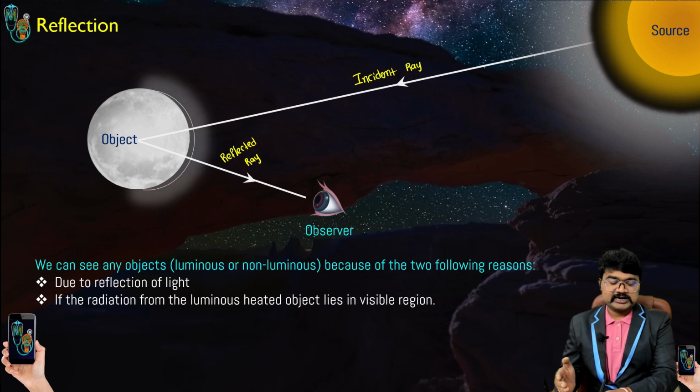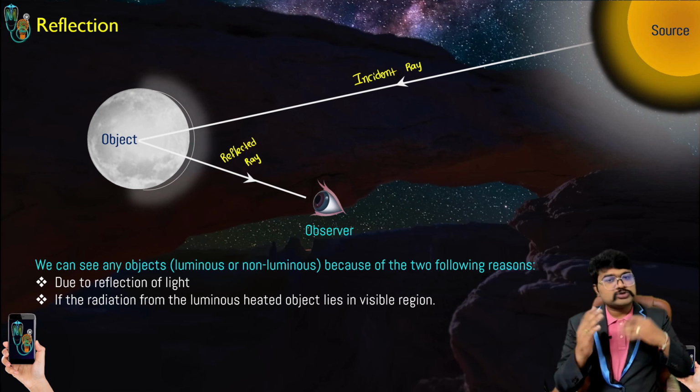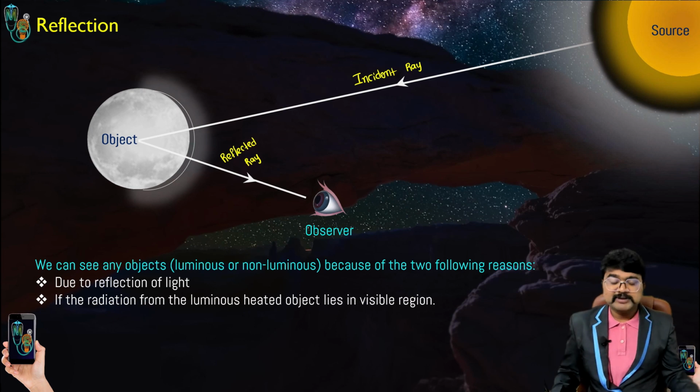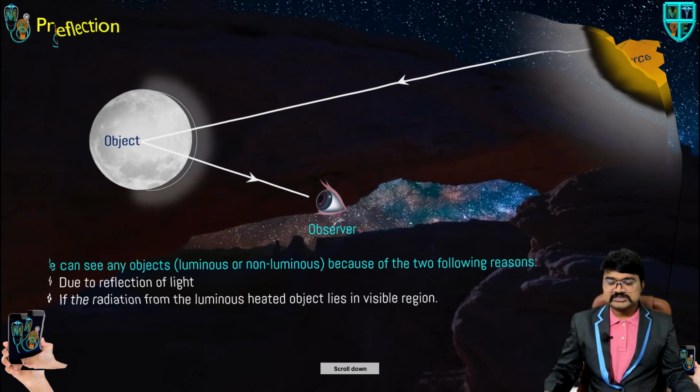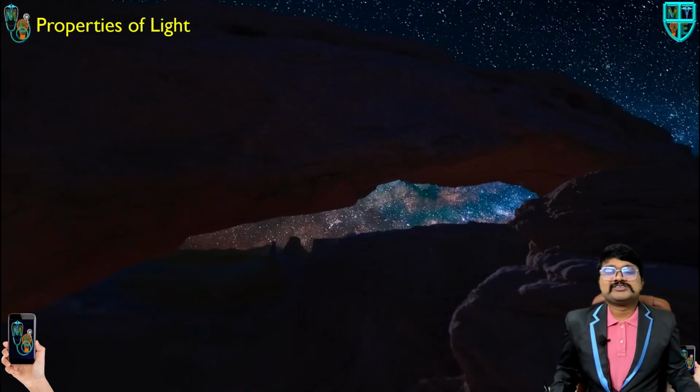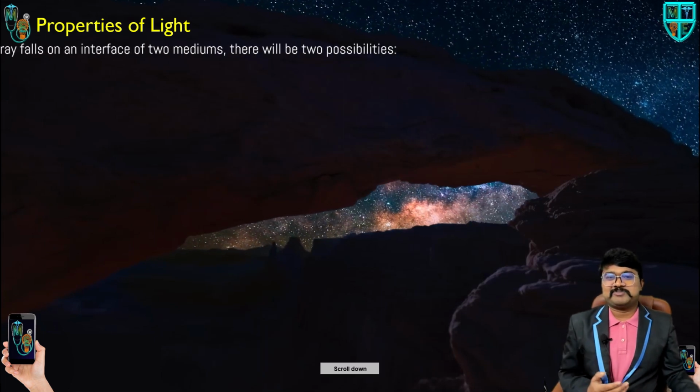This particular reflected ray is coming into the same medium. Here the medium will be the same. We can now discuss the properties of light. This is also one of the important topics here, properties of light.